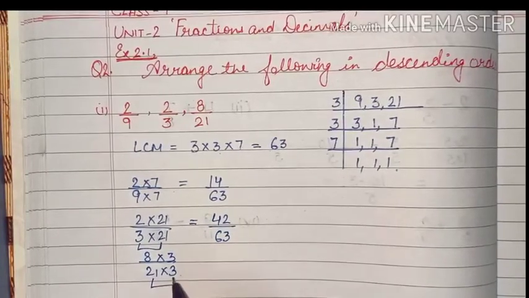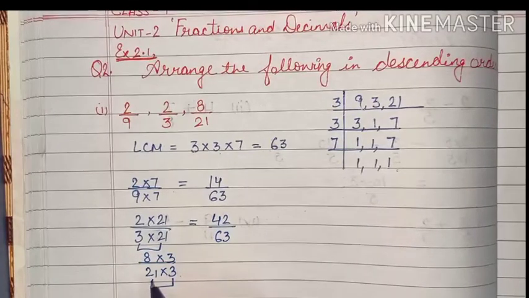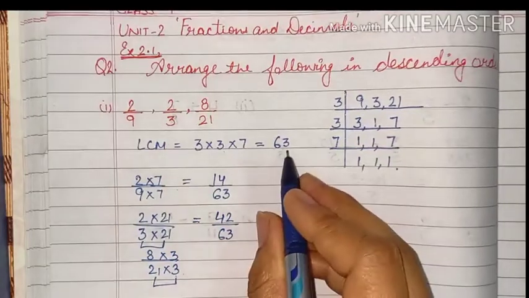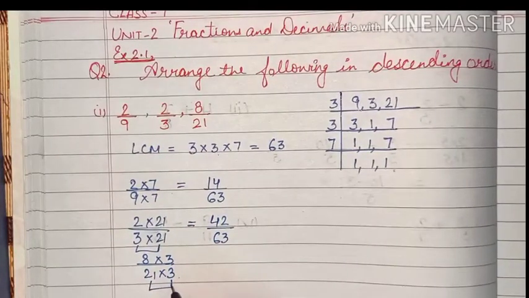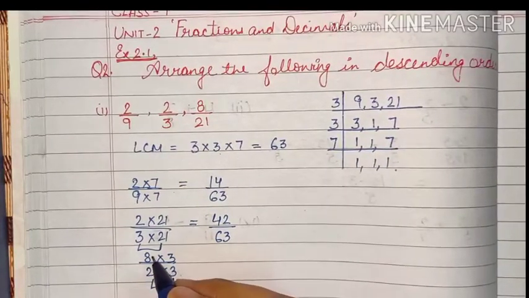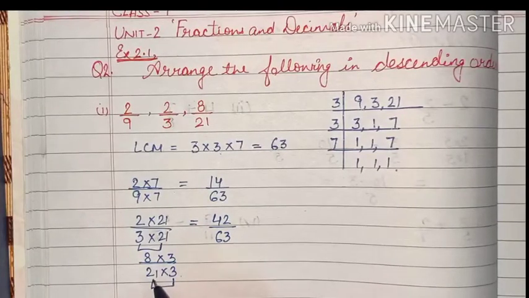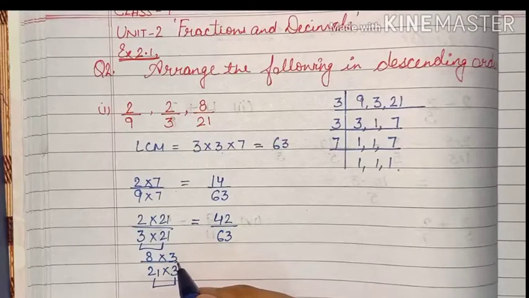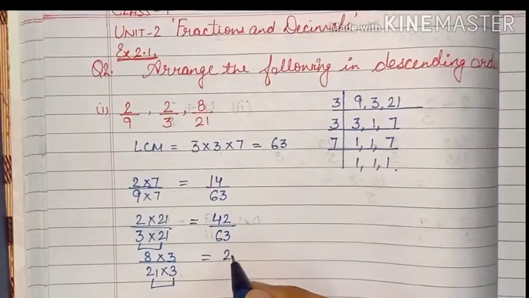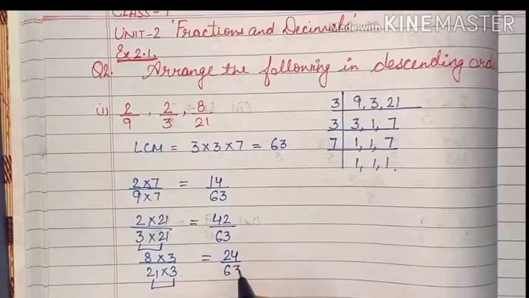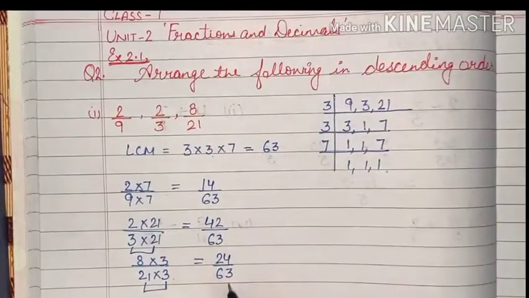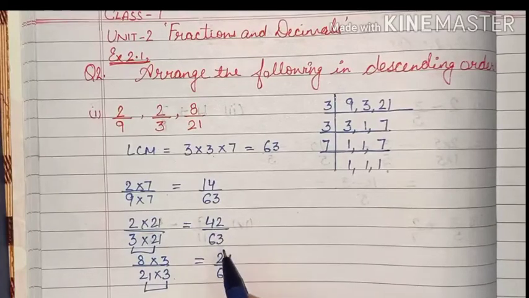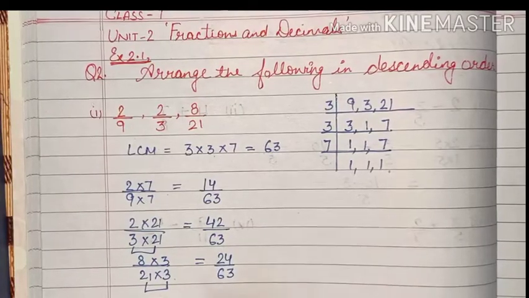So we have to check that the given denominator, we will multiply it by which number so that we get 63. We have to find that first, and then we will multiply numerator and denominator both by that same number. So here 8 upon 21 we will multiply with 3 so that we get 24 upon 63. All fractions have the same denominator. We have got 14 upon 63, 42 upon 63 and 24 upon 63.